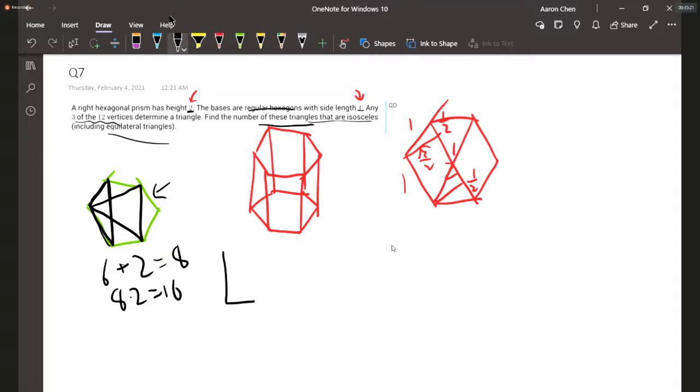And now if we look at the case where it all lies on a rectangle, this is impossible because none of the equal sides of them are connected to each other.